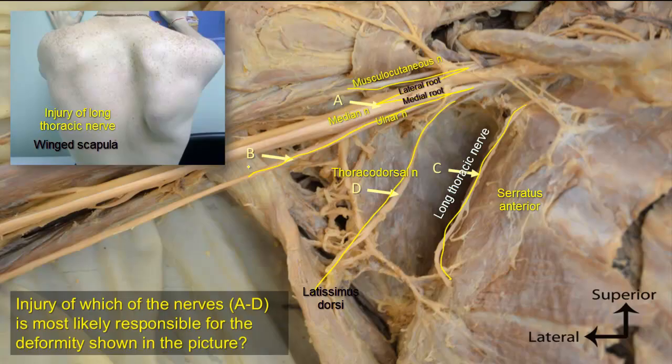All these are not related to serratus anterior, not related to the winged scapula. It is the C that is the long thoracic nerve, which supplies serratus anterior and when injured results in winging of the scapula.